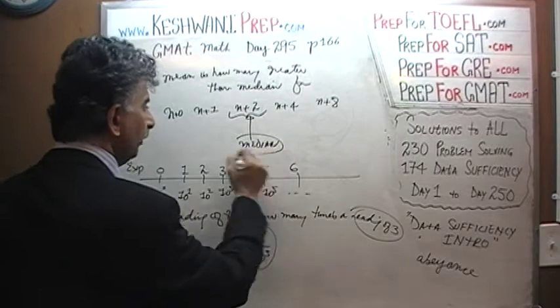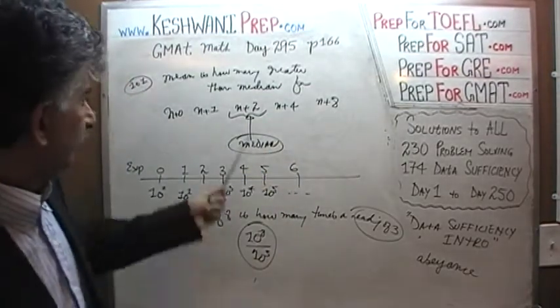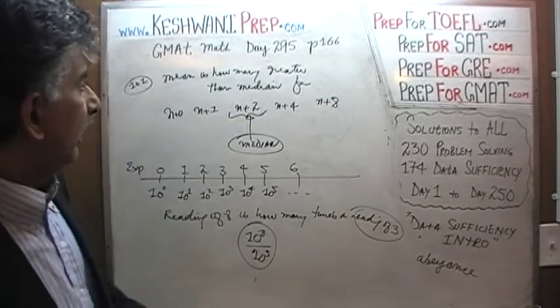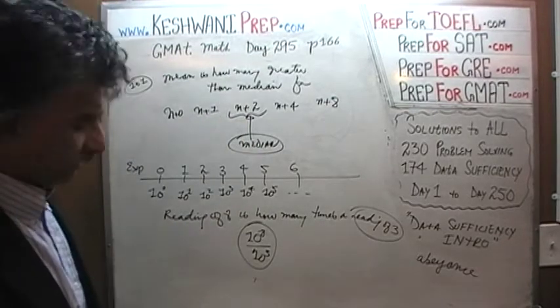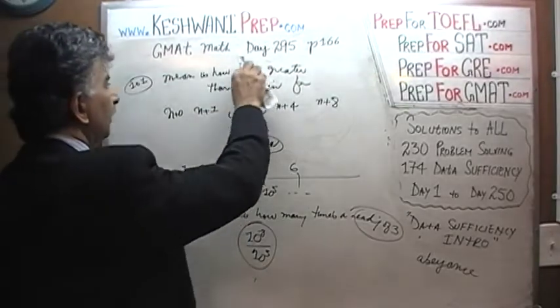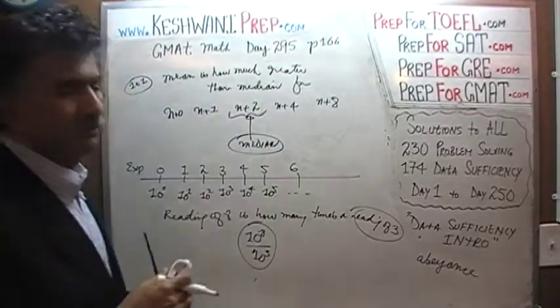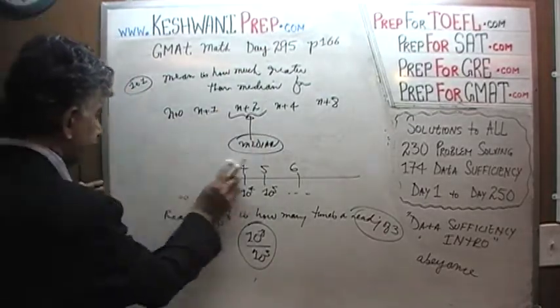All we have to do now is to figure out the mean of these five quantities and then simply answer the question. Mean is how much greater than median. Let's do it.